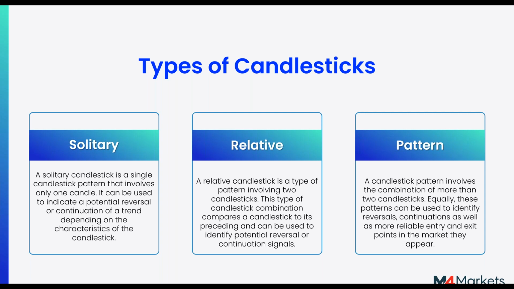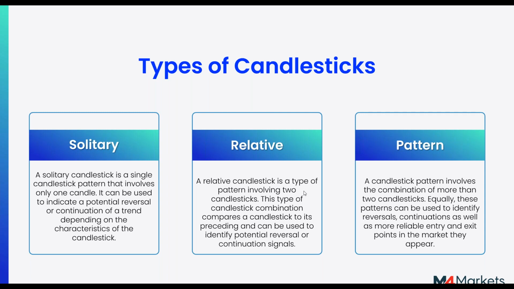Now, a relative candlestick is a type of pattern that involves two candlesticks. This type is a combination that compares the recent or current candlestick to its preceding one, the one before. And that can be used to identify potential reversal or continuation signals.